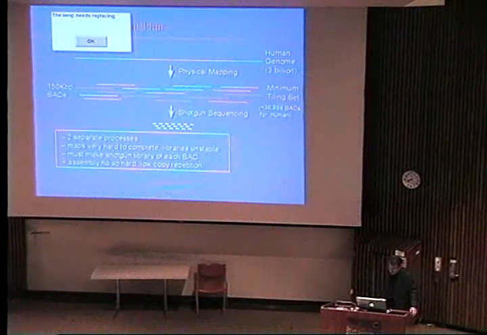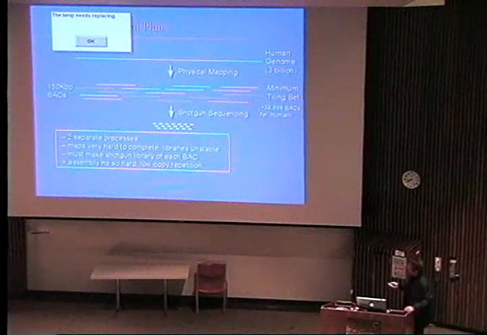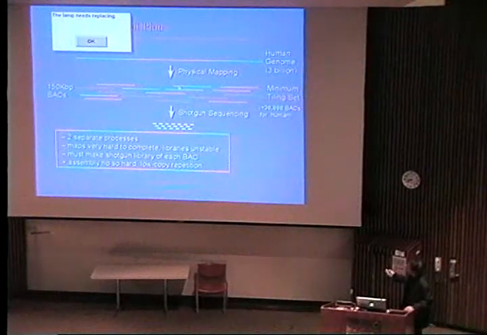So we have software that can do that. So off we go. Okay, so from a systems industrial engineering point of view, this process has some negatives, namely it involves both a shotgun sequencing factory and a physical mapping factory. So it involves two separate processes.